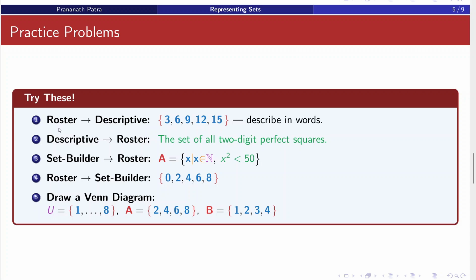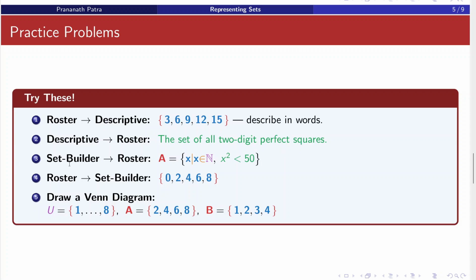Problem 1 asks us to translate from the roster method to the descriptive method. We are given the set containing the numbers 3, 6, 9, 12, and 15. How would you describe this pattern in words? Problem 2 asks us to go backward, translating from the descriptive method to the roster method. The description is the set of all 2-digit perfect squares. We need to list those numbers out.